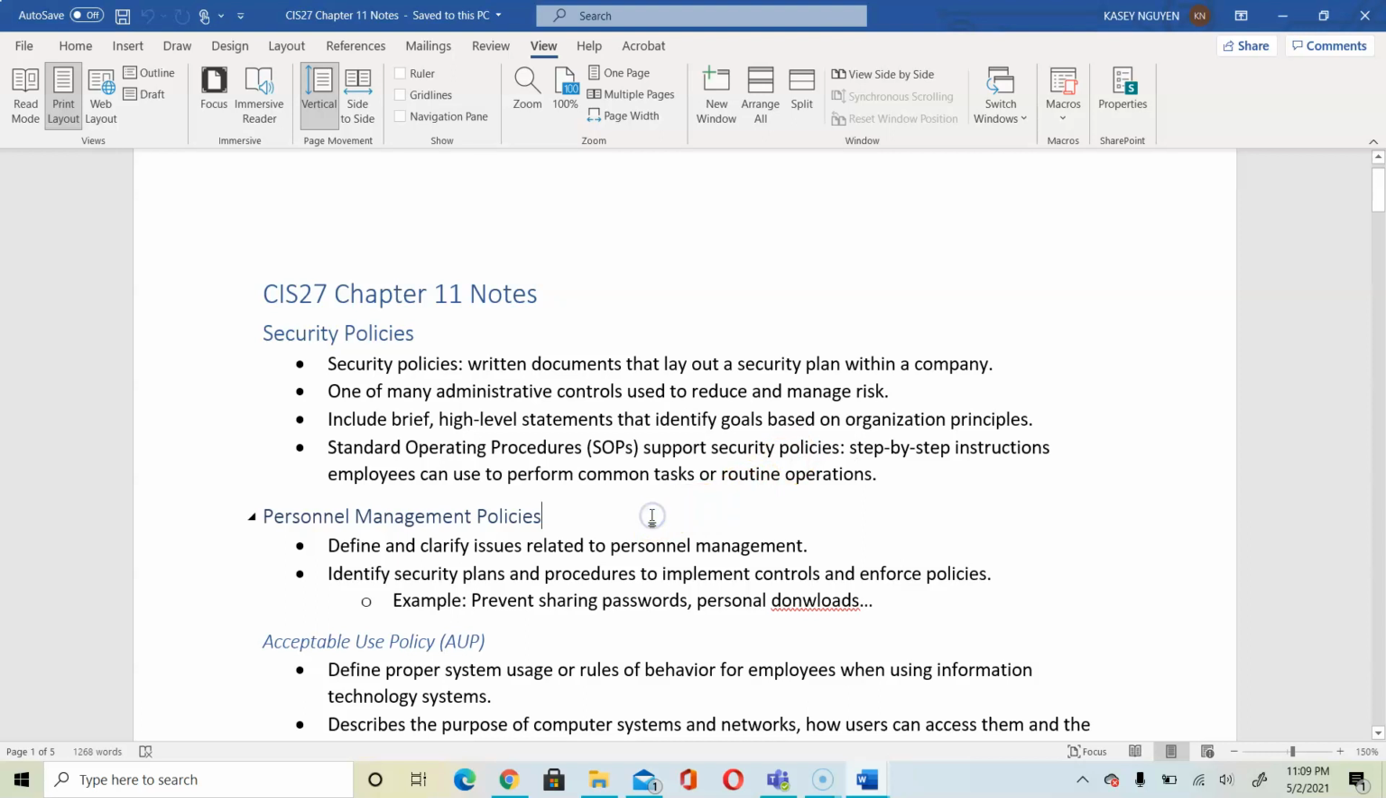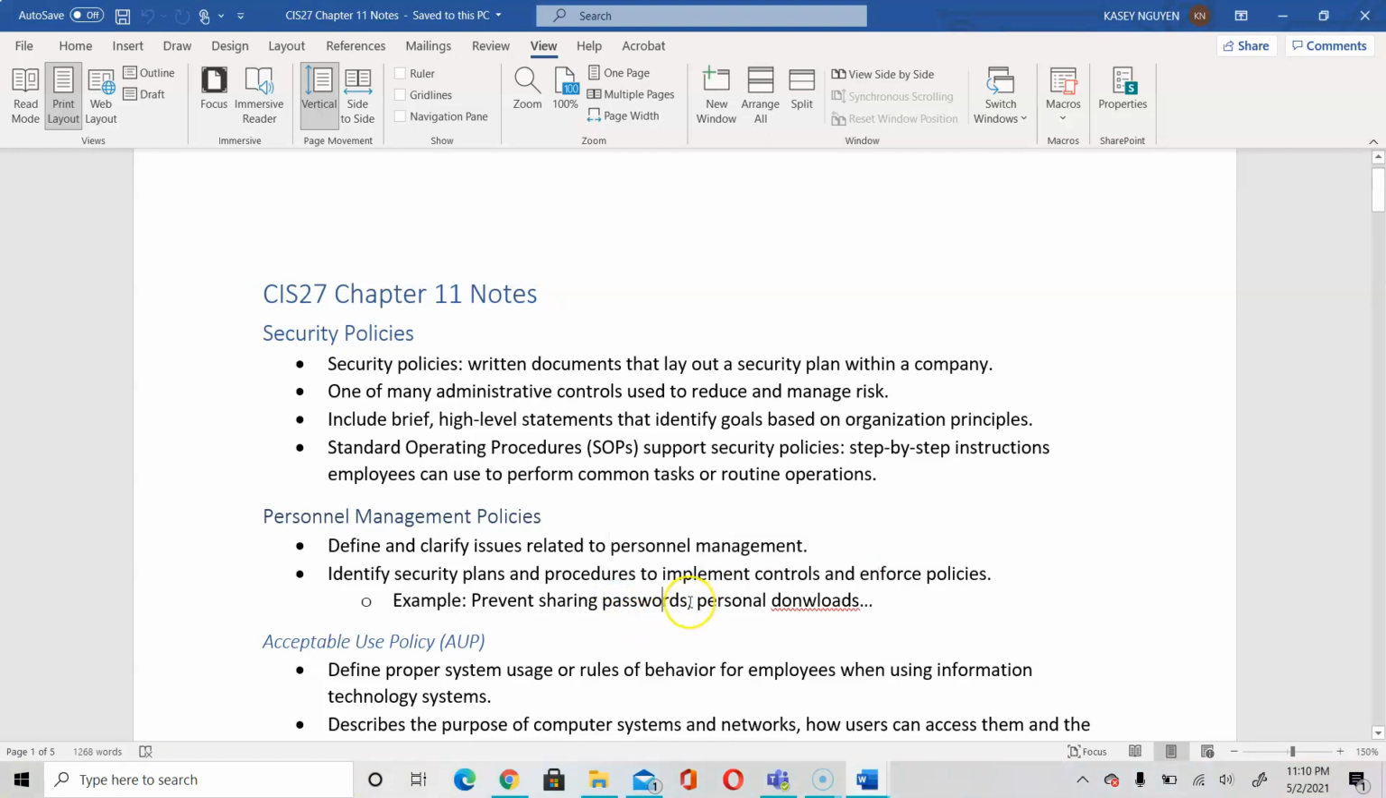And in the management policy, we want to really define and clarify the issues that would be related to personnel management. And for this you would need to tie in HR people to really clarify what would be some of the areas that you want to address. In these policies, we want to identify the plans and the procedures that will allow us to enforce those policies. So, for example, like sharing passwords, we want to prevent sharing passwords, and that would tie with the password policy.